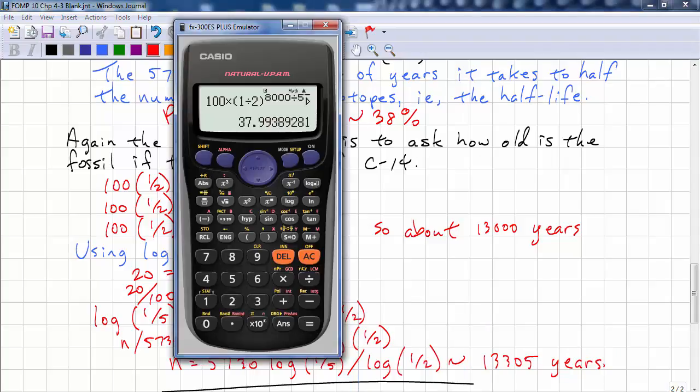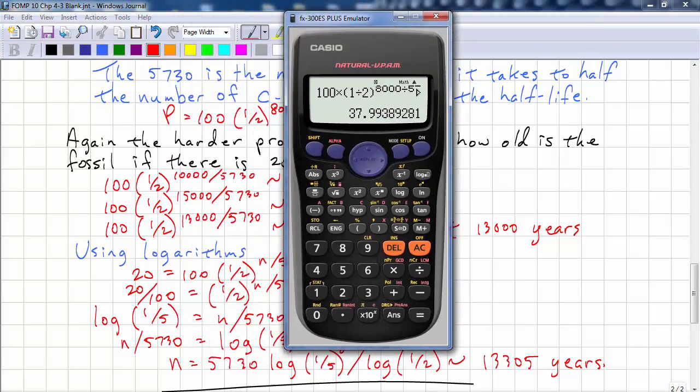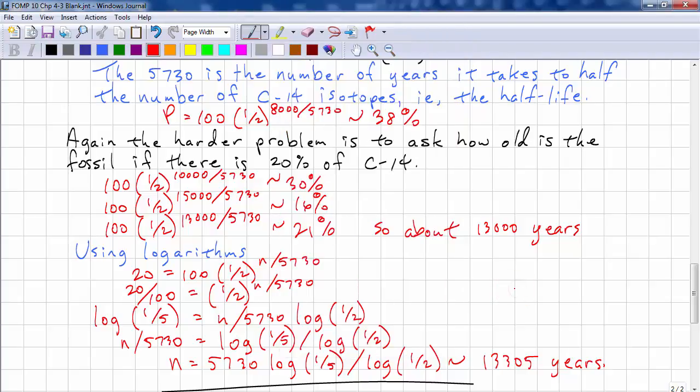And just to show you on the Casio, 5730 log 1 divided by 5 divided by log 1 divided by 2. And again, we get the same value, 13,305 years, roughly. And that completes this lesson.